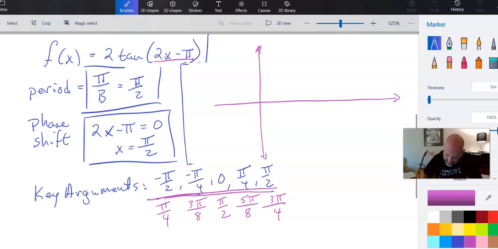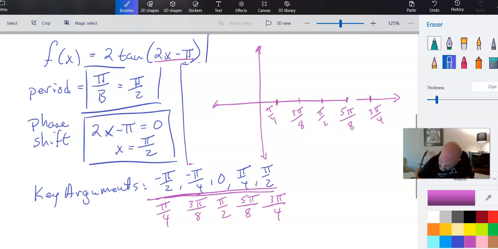And you notice with this method, you actually don't even need to know what the period is. You just need to see where these points go to. So the lowest point is pi over 4. The highest point is 3 pi over 4. Pi over 2 is the halfway point between them. And then the other halfway points would be 3 pi over 8, and then 5 pi over 8. Right, so those are your new points.